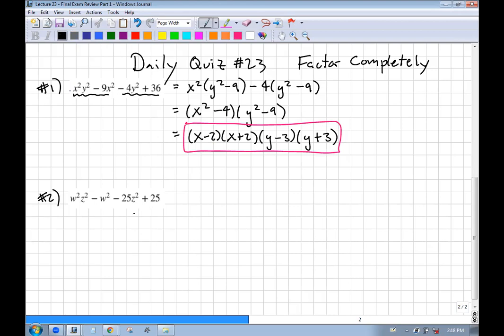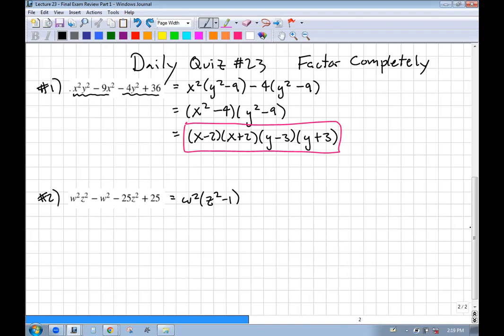Okay. Let's look at number 2 here. First, I look for a GCF. There's no numbers here, so I can't get any numbers out. And this doesn't have any W's or Z's, so no GCF. Let's try grouping again. The first two terms, I can get a W squared out of there. So that would leave me with a Z squared minus 1. And now if I could turn this into a Z squared minus 1, I'm good to go.